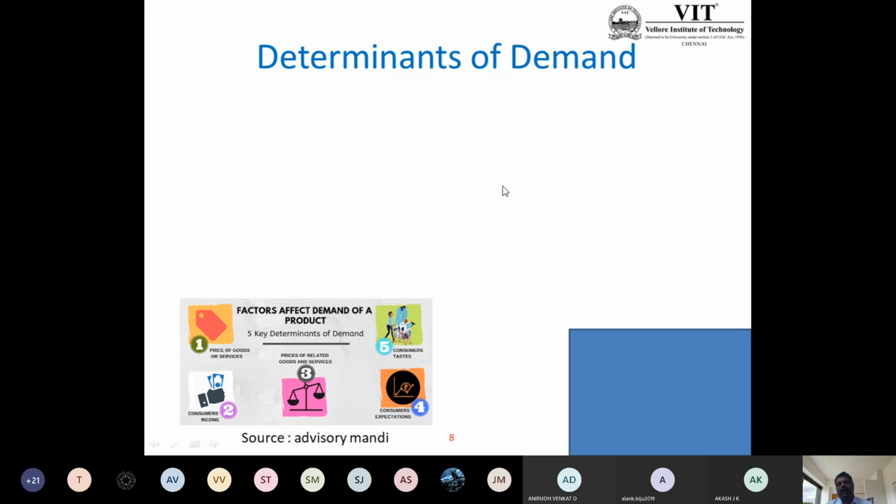Right. What are all the factors which will affect the demand? That's called determinants of demand. Here we would like to have some interaction. You can unmute yourself and then tell, in your opinion, what are all the factors which will affect the demand of the product.